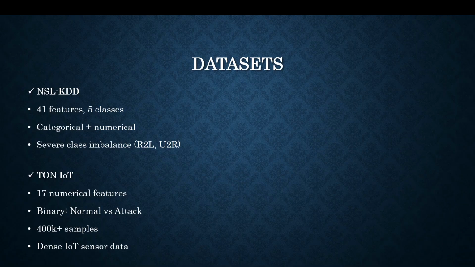The second dataset is TON_IoT telemetry. It has 17 numerical features and over 4 lakh samples. This has only two classes, normal and attack. This dataset represents modern IoT environments, and because it's fully numerical and dense, it behaves very differently compared to the initial dataset, NSL-KDD.